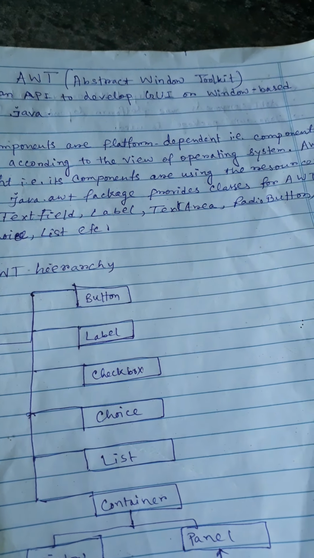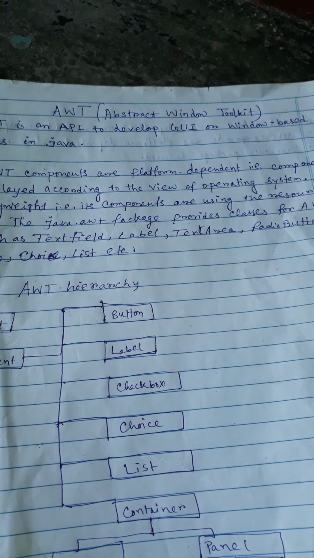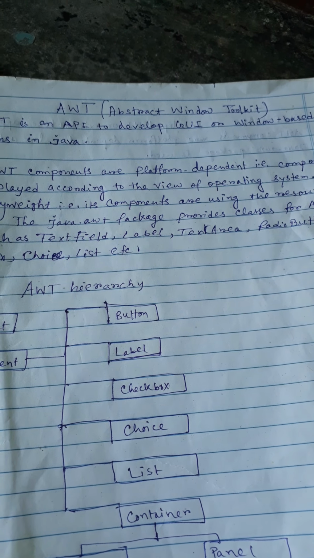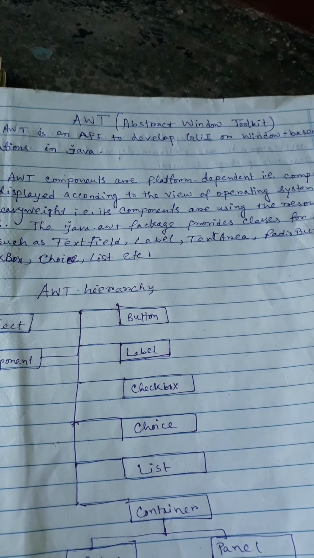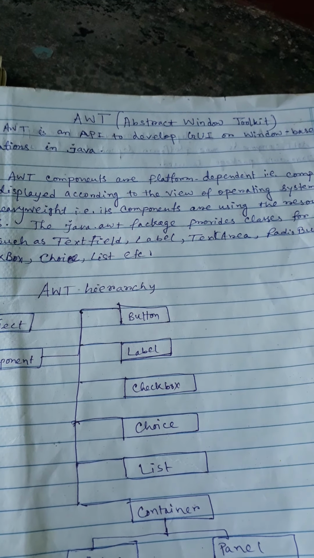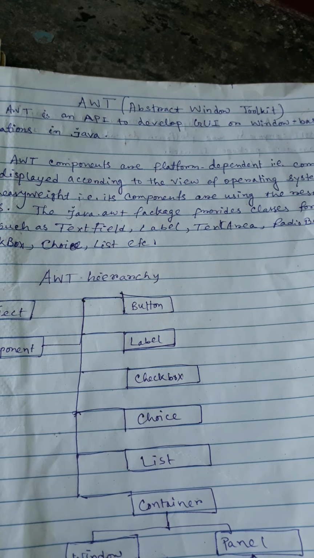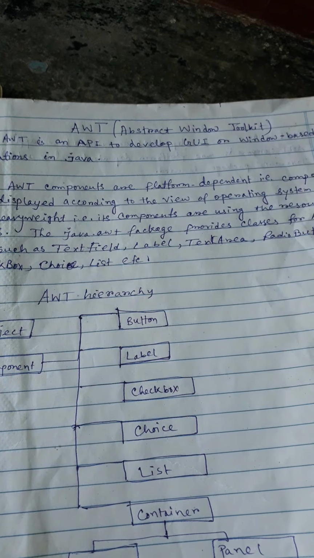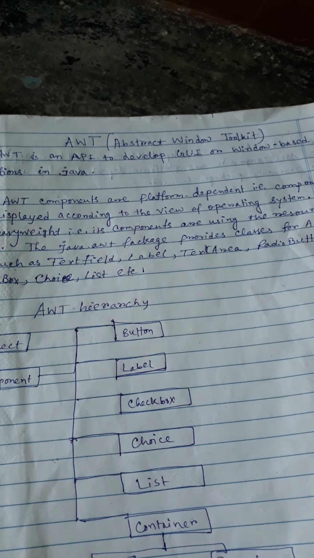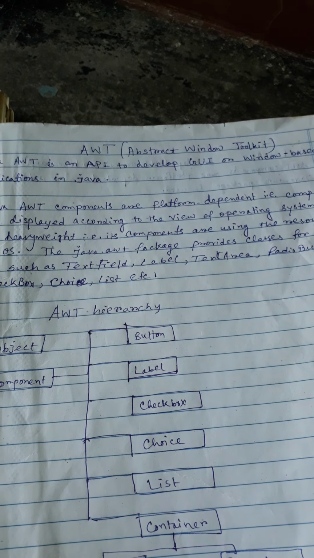So using the AWT package you can simply write or create any window based application. AWT components basically include button, label, checkbox, checkbox group, choice, list, etc. Using these components you can simply create an application on your machine. And these components are platform dependent.